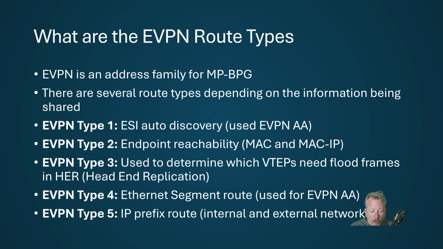The type 1 route is used for ESI, that's EVPN all active. That's an alternative to MLAG or vPC or whatever. Type 2 is endpoint reachability, either MAC or MAC-IP. We'll get into that in a little bit. Type 3 is used to determine which VTEPs we're going to send flood frames to if we're doing ingress replication, also known as head-end replication, HER. Type 4 is the Ethernet segment route. Again, it's part of the EVPN all active. I'll probably do a separate video on the differences between type 1 and type 4.